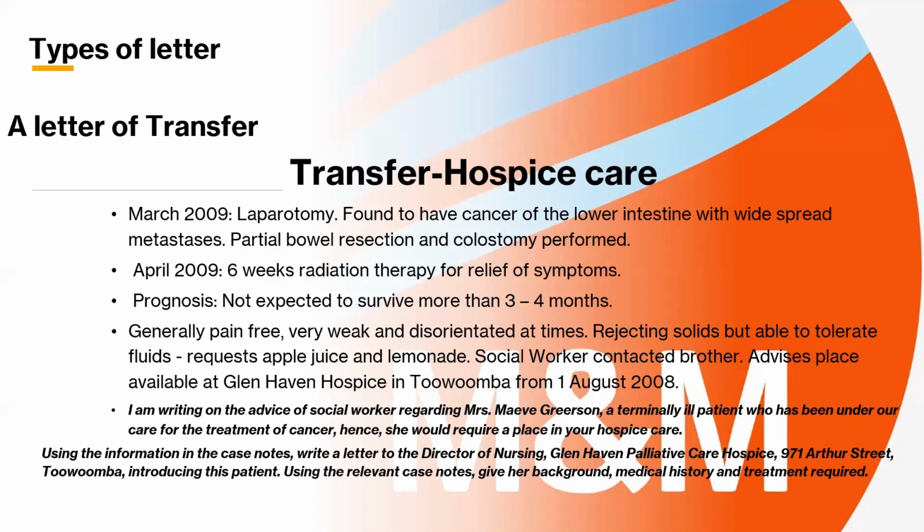So, yes, you can see when we are transferring the patient to the hospice care, we can write it down in this way. I'm writing on the advice of the social worker regarding Mr. XYZ, a terminally ill patient who has been under our care for the treatment of cancer. Hence, he would require a place in your hospice care, right? So this is not a complete letter. This is just a crux of the information for your understanding, to give you exposure toward the different types of letter, right?